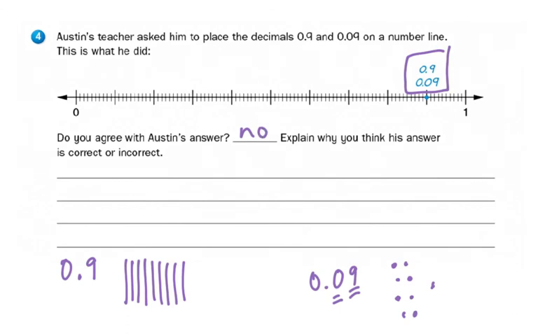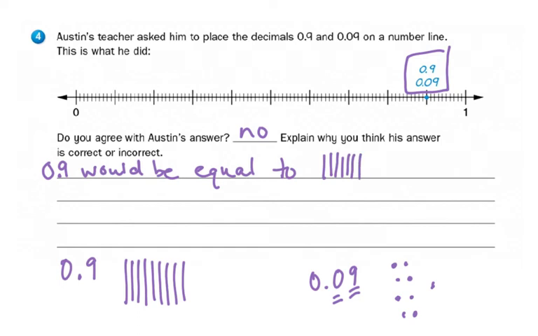No, I think he was confused because 9/10 would be equal to, and you can go ahead and just draw it. And 9/100 would be equal to 9 cubes. That is it for the lesson.